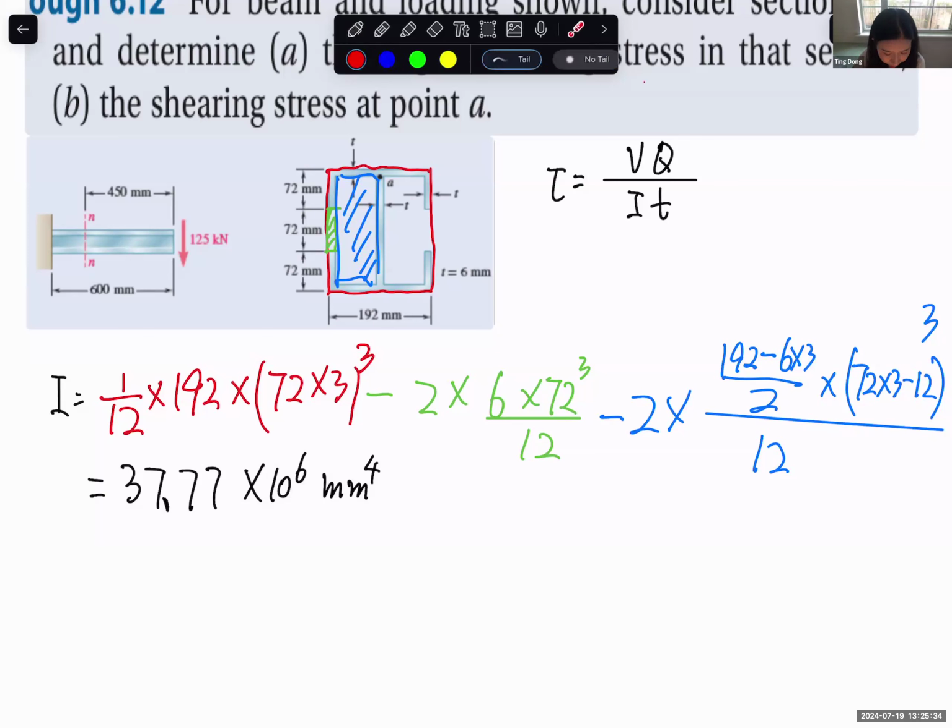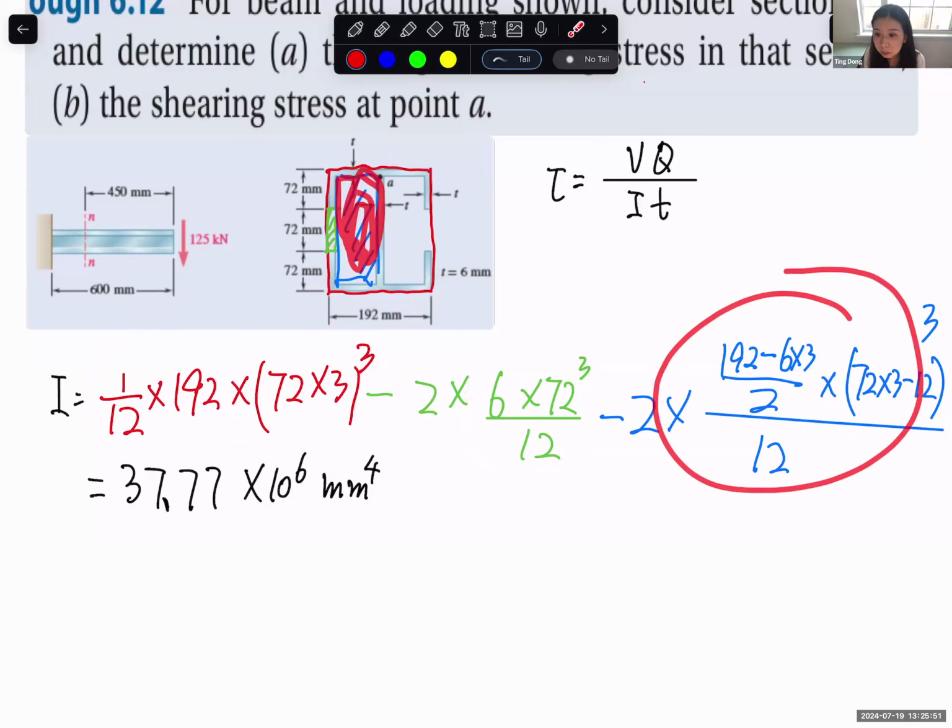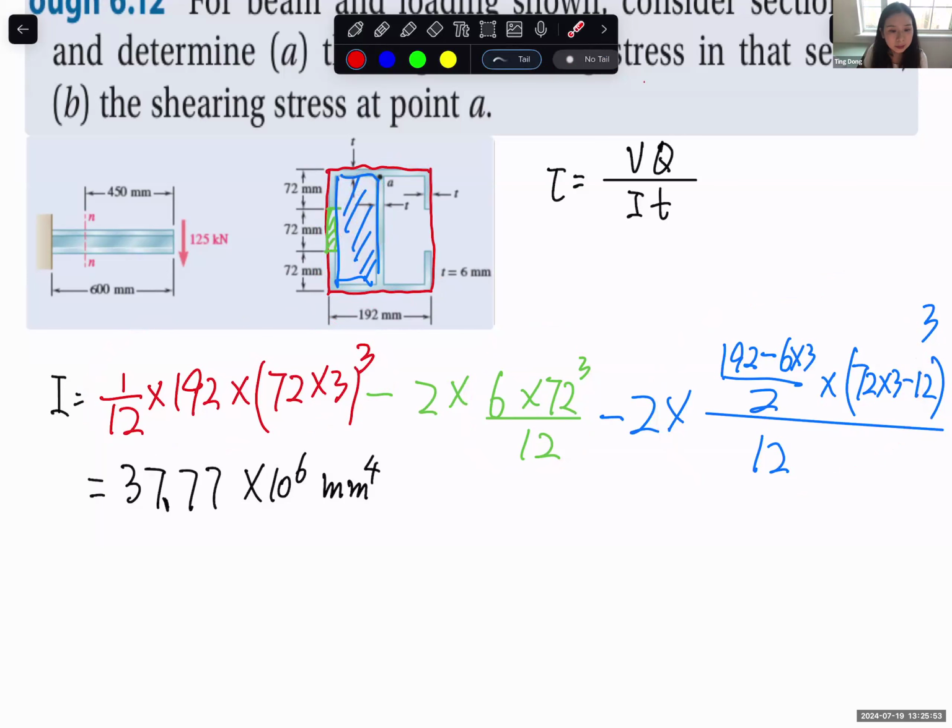I use different colors because this part is bh cube of this one, this part is bh cube of this one, and this blue area is bh cube of this one, right? Just in case anyone is confused why I have the equation like this. And of course you can use the parallel axis theorem.